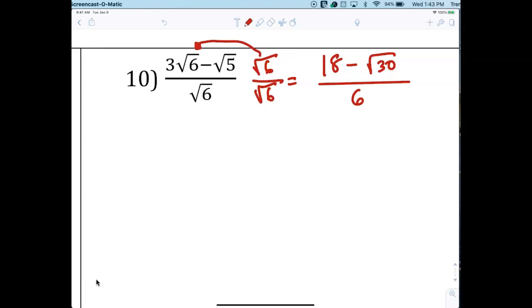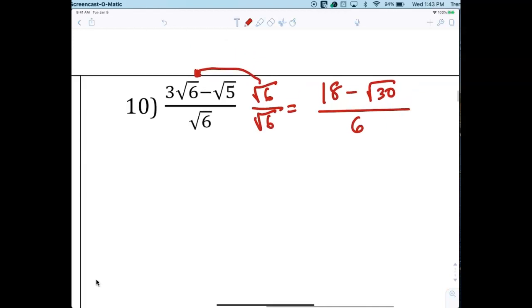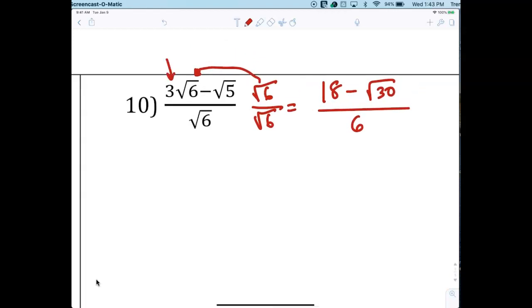What is that? What's the square root of 36? Because there's a 3 in front. Right? You can say, no, I don't know.